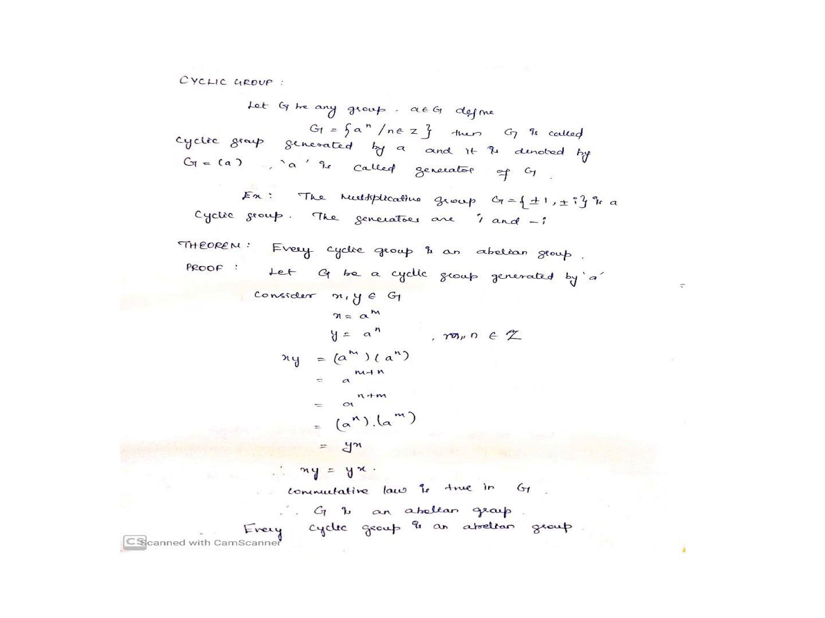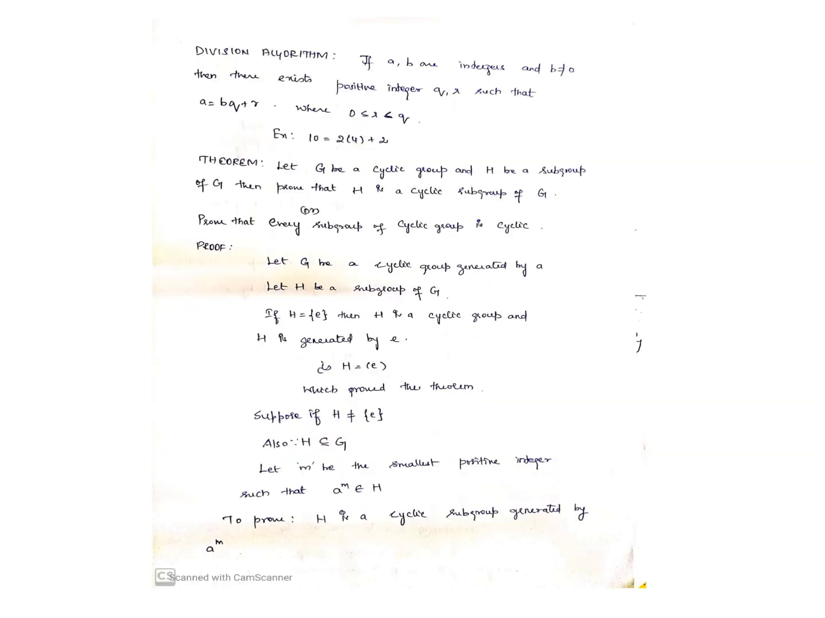Next definition, division algorithm. If a, b are integers and b is not equal to 0, then there exist integers q comma r such that a is equal to bq plus r where 0 less than or equal to r less than b. Example, 10 is equal to 2 into 4 plus 2.